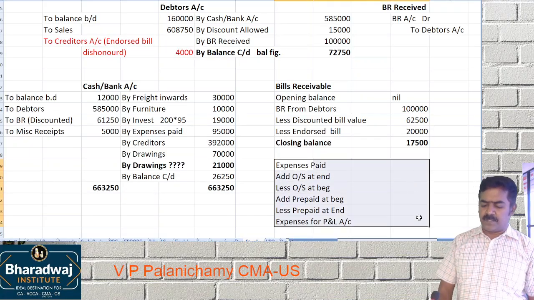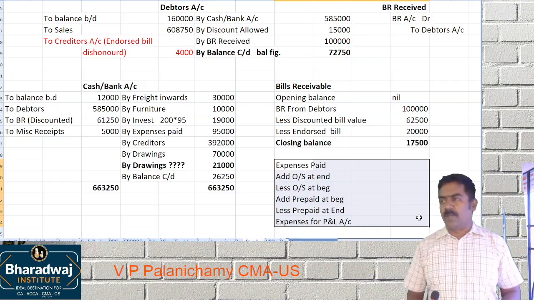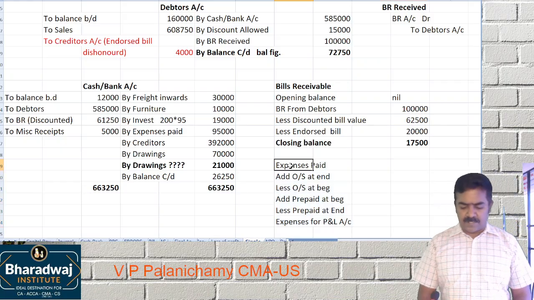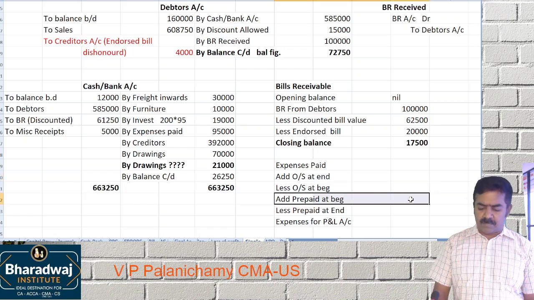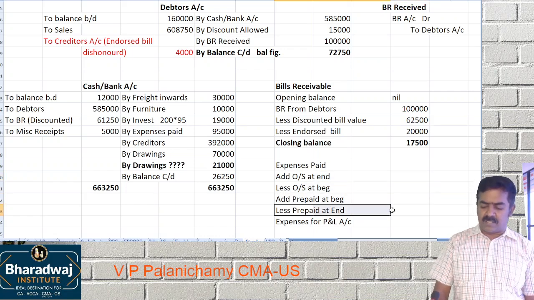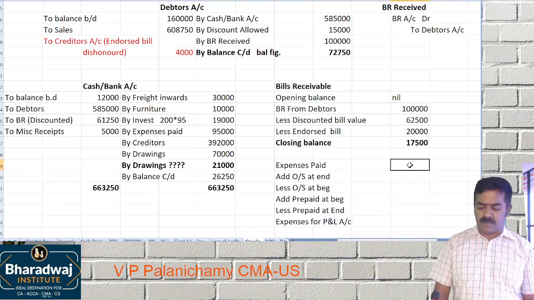Expenses, make these adjustments. You will get expenses to be charged in P&L. Normally, final accounts: expenses paid, add outstanding at the end of the year, minus outstanding at the beginning of the year. Prepaid at the beginning, you will add to current year. Prepaid at the end, next year eliminate பண்ணுவோம். You will get expenses for P&L.